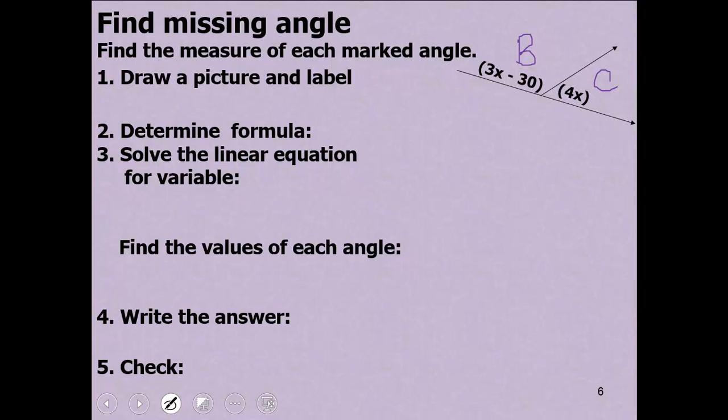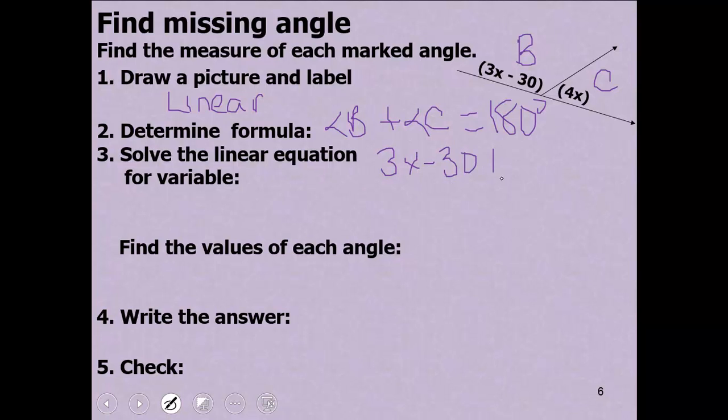So are these vertical angles or are these a linear pair? These are a linear pair. What do we know about linear pairs? Angle B plus angle C has to equal 180 degrees. So let's plug in and solve. Angle B is 3x minus 30 plus angle C is 4x, and when I add them together they better equal 180 degrees. I'm going to combine my x's and I get 7x minus 30 is equal to 180.